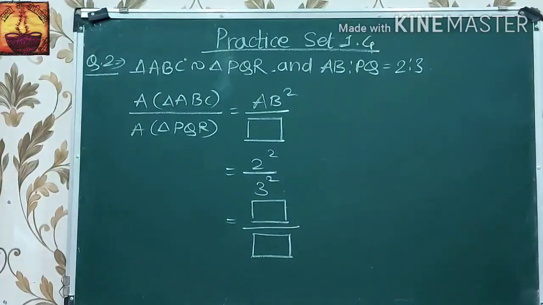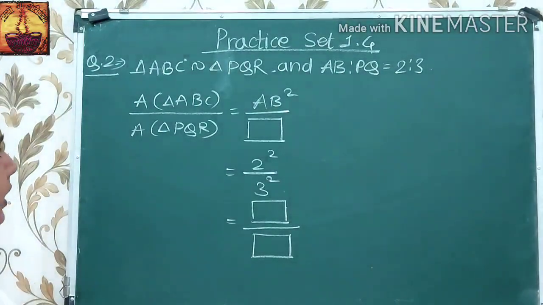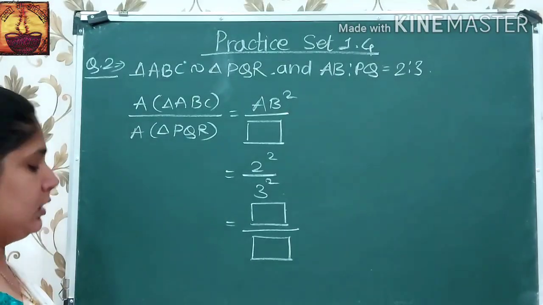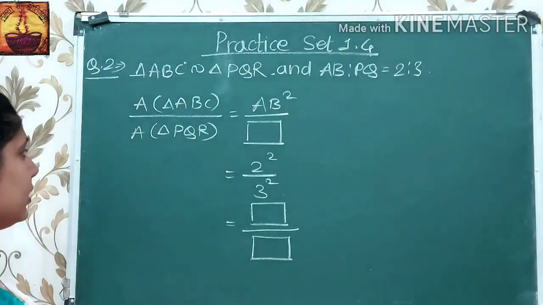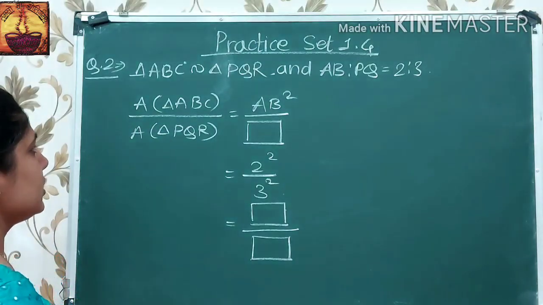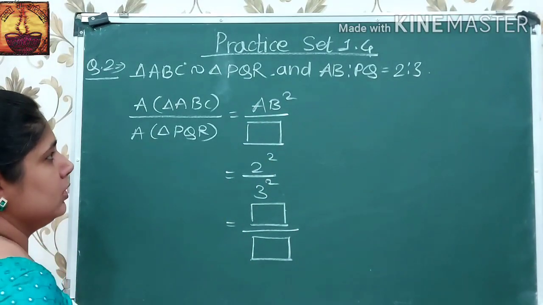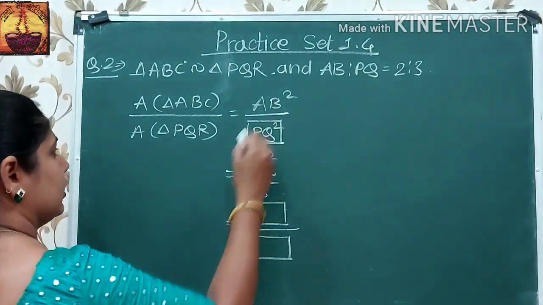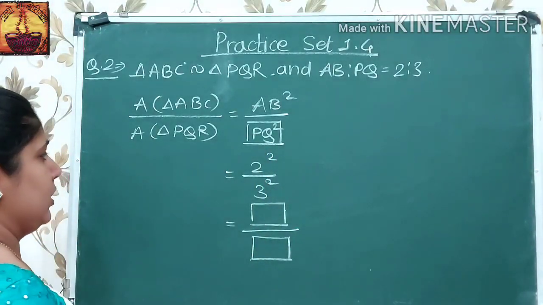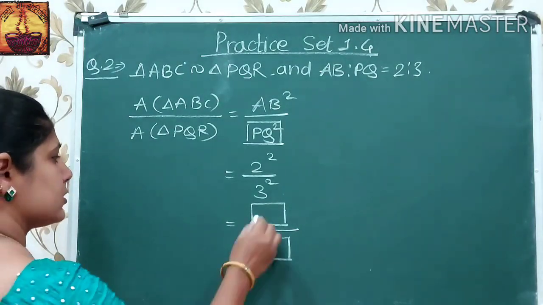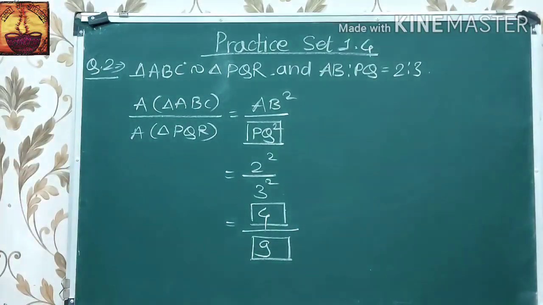Second question is, if triangle ABC is similar to triangle PQR and AB to PQ is equal to 2:3, then fill in the blanks. Here, the ratio of the areas of these two triangles, area of triangle ABC upon area of triangle PQR, is equal to AB square upon PQ square. Corresponding side of AB is PQ, therefore write here PQ square. Here 2 square upon 3 square, 2 square is 4 and 3 square is 9. Therefore these are the blanks.